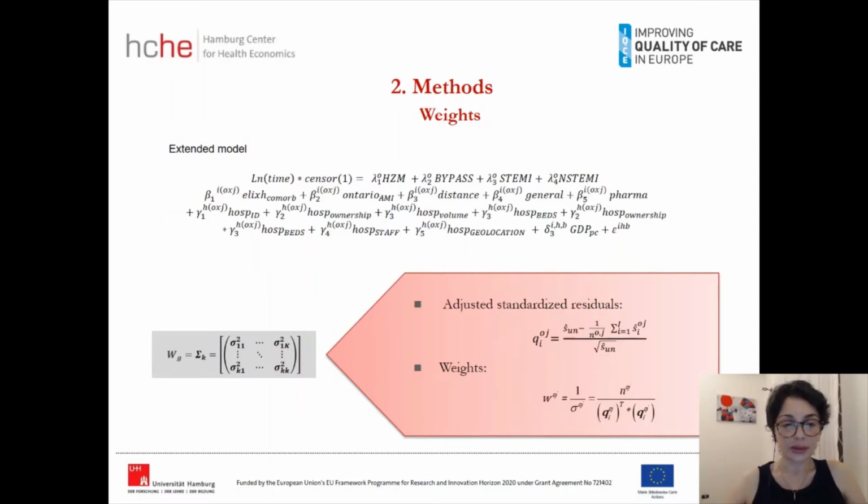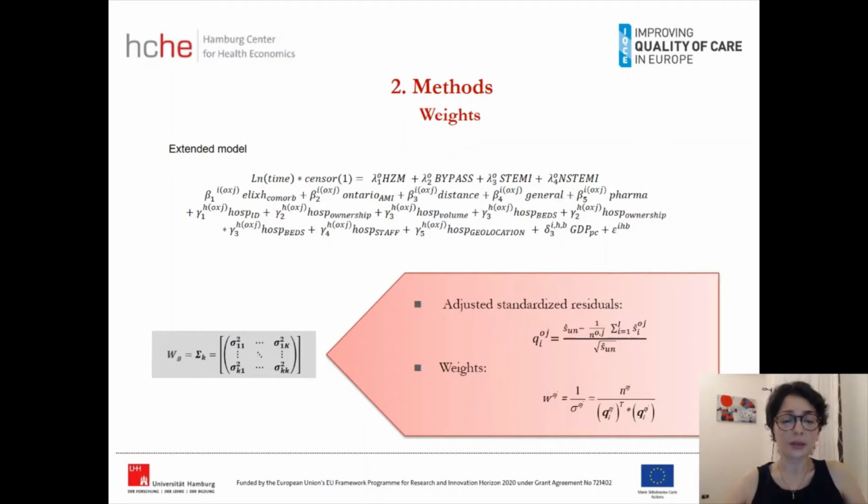The extended model considers as a dependent variable the logarithm of time to event. In the covariates, we consider cardiovascular events, which are specific for the outcomes, and at the patient level we control for comorbidities. We use the Elixhauser index for the cardiovascular interventions, and the Ontario myocardial infarction score for the STEMI and non-STEMI myocardial infarction. Then we also controlled for distance from the hospital, the general patient characteristics, and pharmacotherapy.